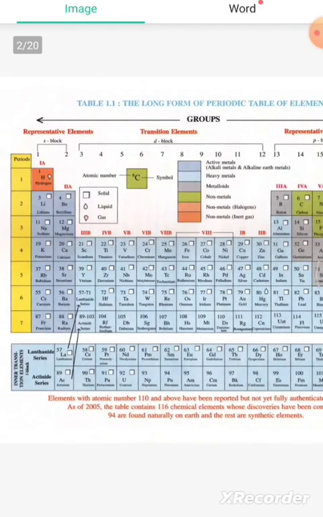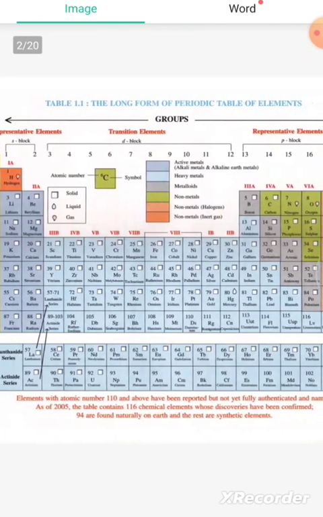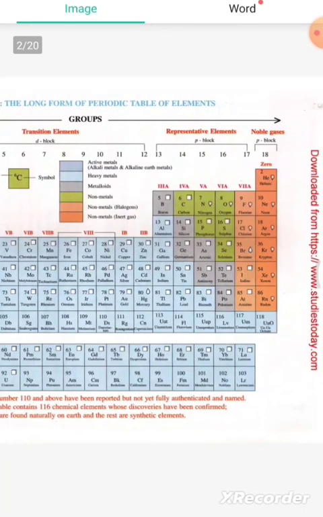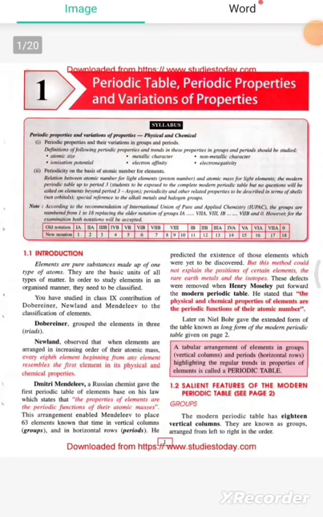So we can simply say group 1A to your 7A are called your representative elements, and 1B to 8B transition elements, and your 0 group, that is your 18th group, that is called your noble gases or inert gases. So now let us see what is given in your book.